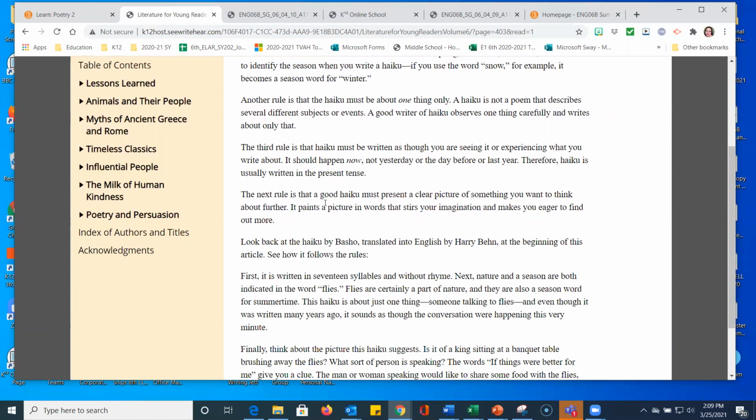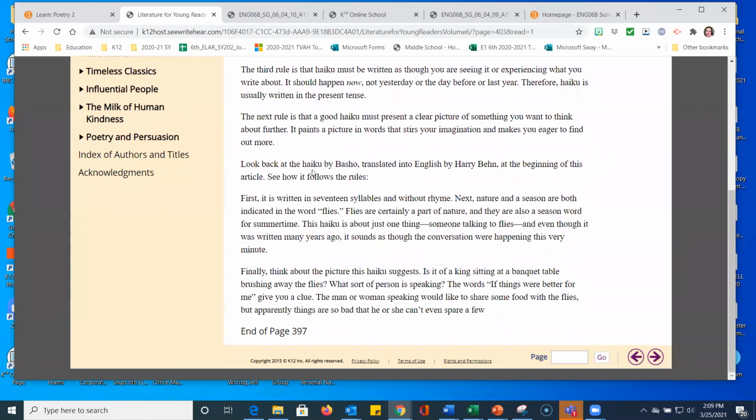The next rule is that a good haiku must present a clear picture of something you want to write about. It paints a picture in words that stirs your imagination and makes you eager to find out more. Look back at the haiku of Basho, related to English by Harry Behn, at the beginning of this article. See how it follows the rules. First, it is written in 17 syllables without rhyme.